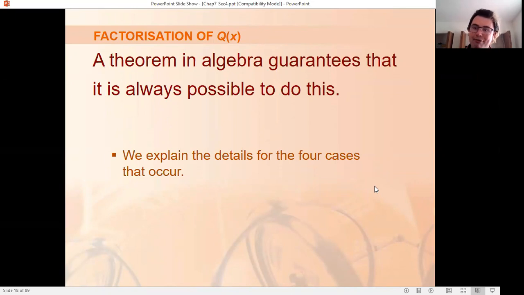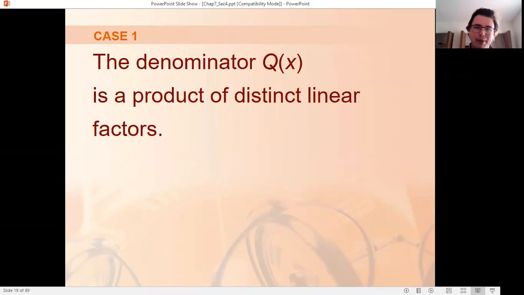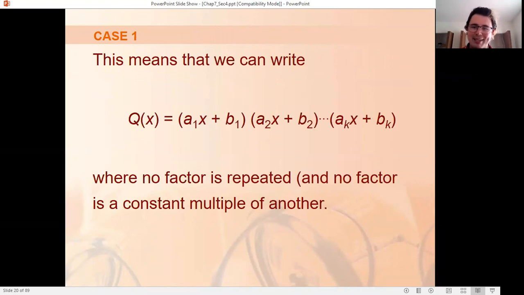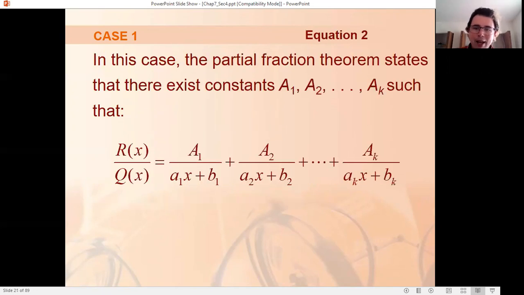Fortunately, there's only 4 things that could happen. We're just going to list them out. These are the rules for what to do. Number 1, the denominator. Remember, rational functions have denominators, and we factored them. Case 1 says the denominator is a product of distinct linear factors, so they are all different from each other. There's no repeats. Here's the factorization, and here's what we do.